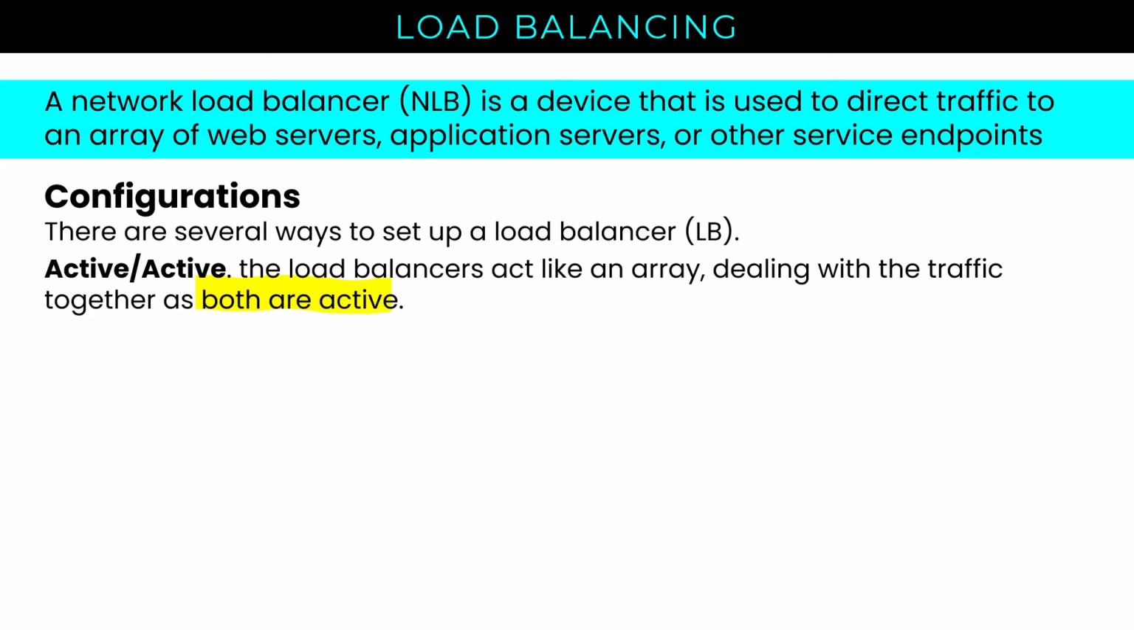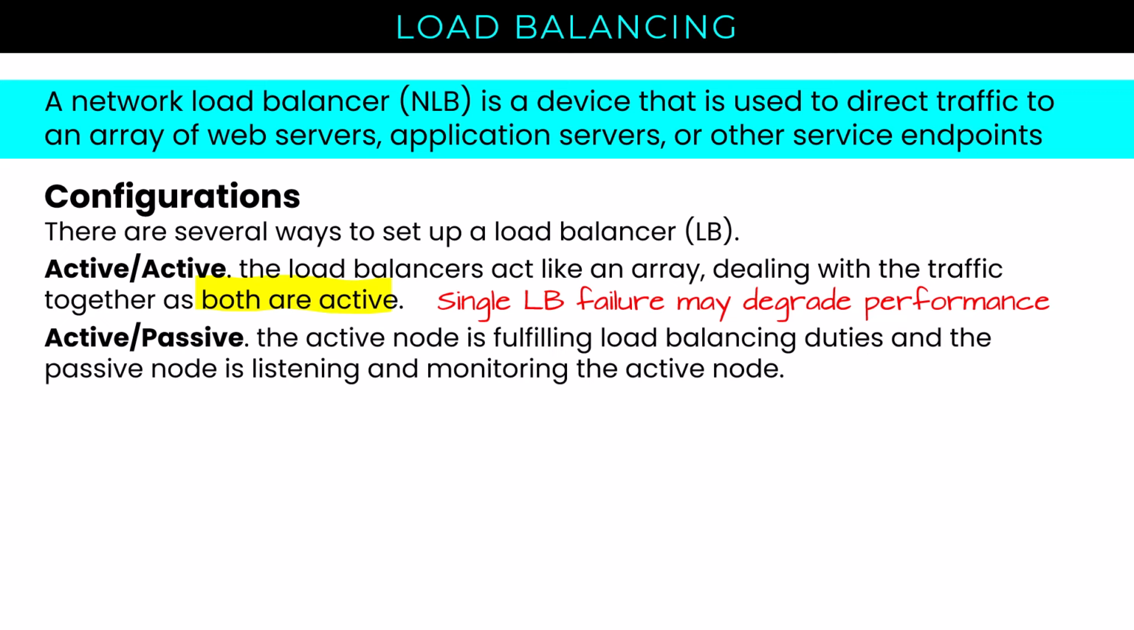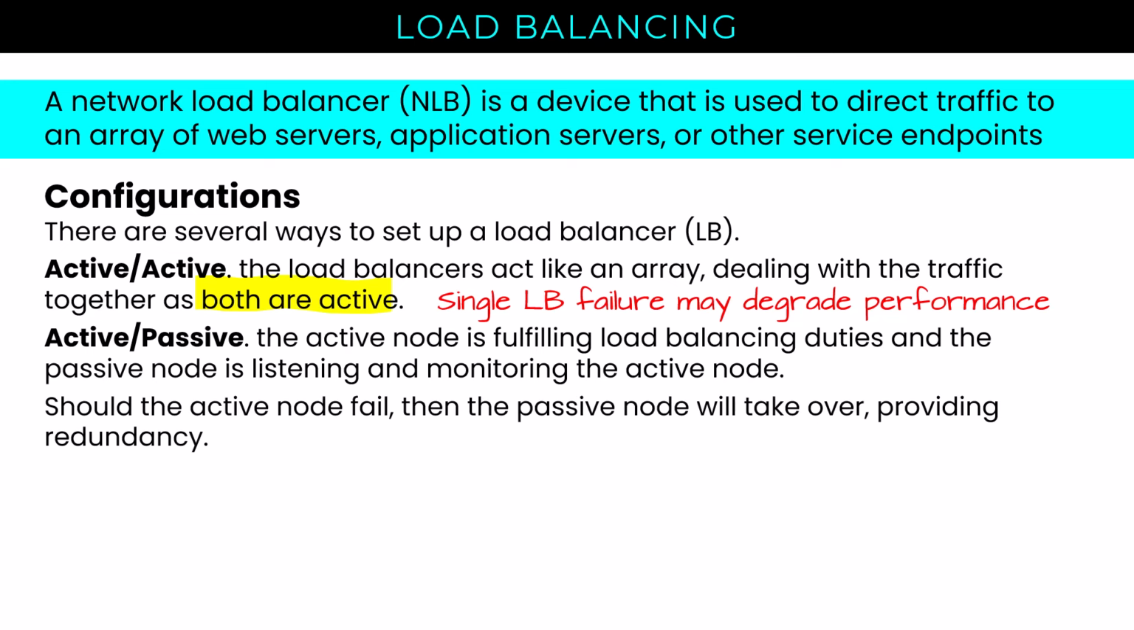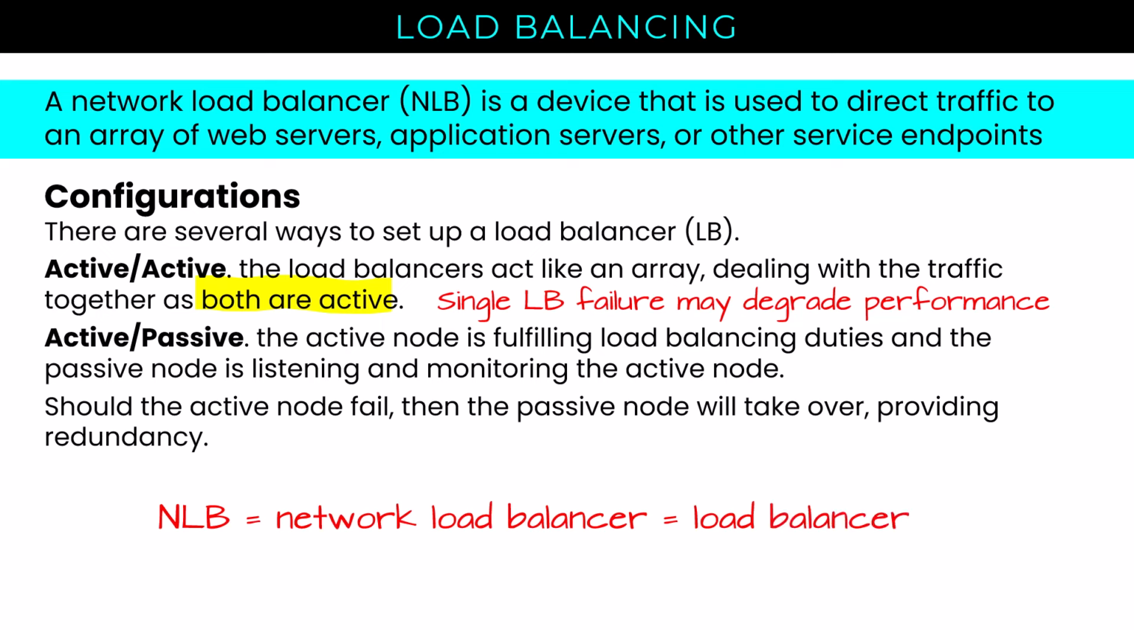Bearing in mind that if all are active at once, a single load balancer failure may degrade performance if you have more than 50% capacity running through the pair. Active-passive is also common, where the active node is fulfilling load balancing duties and the passive node is listening and monitoring the active node. And should the active node fail, then the passive node takes over, providing redundancy. If you see the abbreviation NLB, that's a network load balancer. It's synonymous with the term load balancer.